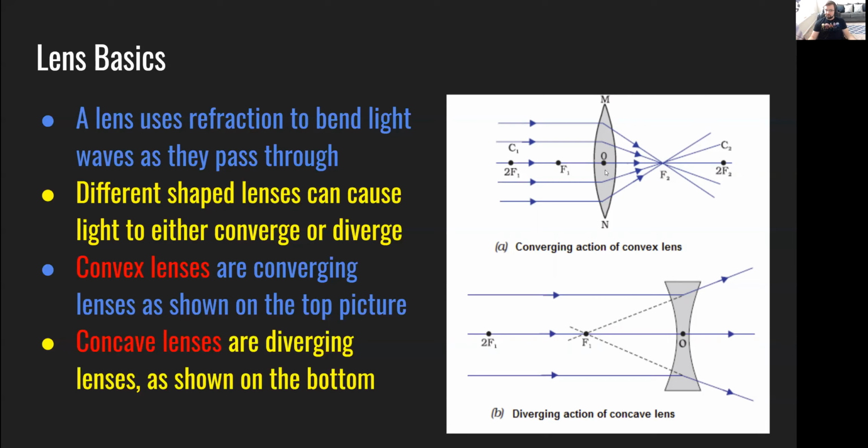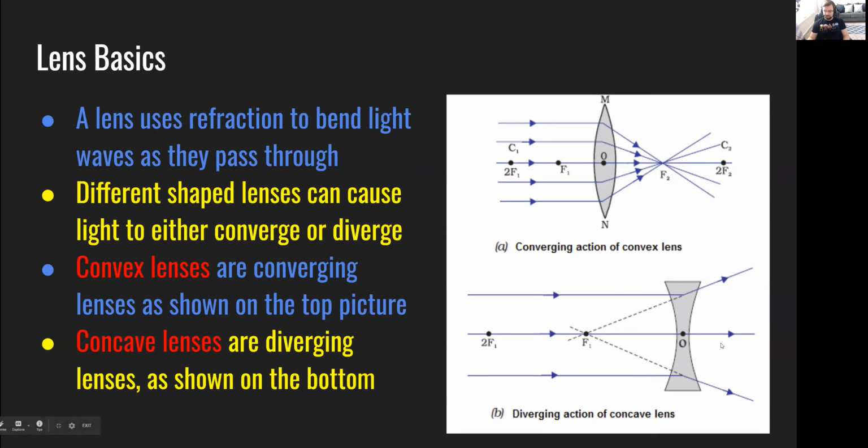Now, once again, we do have different shaped lenses, and they can either converge light or diverge light. So convex lenses, the one we see at the top here, cause light to converge. They will bend light rays to all come together at a single spot. And you may remember that that single spot is called the focal point.